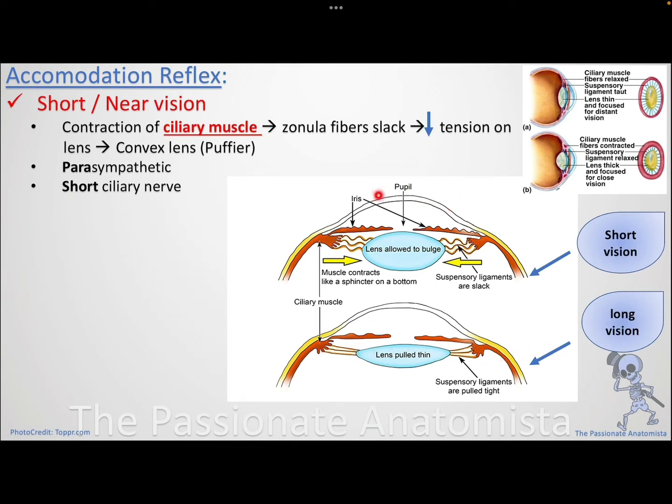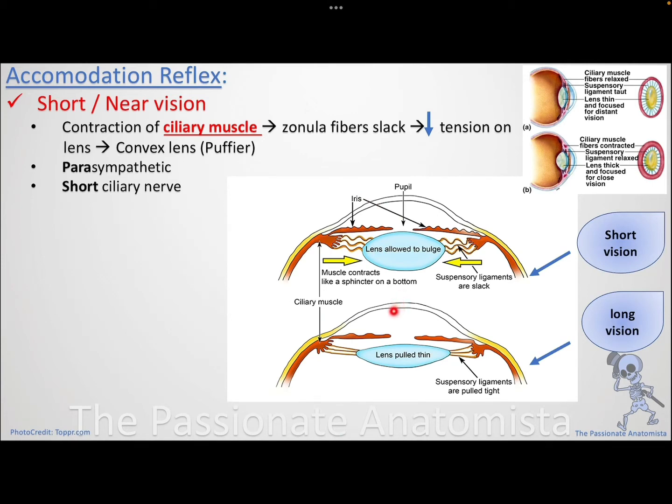Now, if I have a book or something near to my eye, I need to make my lens puffier. So the ciliary muscles are going to contract. If the ciliary muscles contract, the suspensory ligaments are going to become lax, they are going to become slack. If they become slack, the tension on the lens is removed, so the lens becomes puffier. Because the object is very near to me, that will help me to bring all these rays into a focal point so they fall on the retina so I can see.